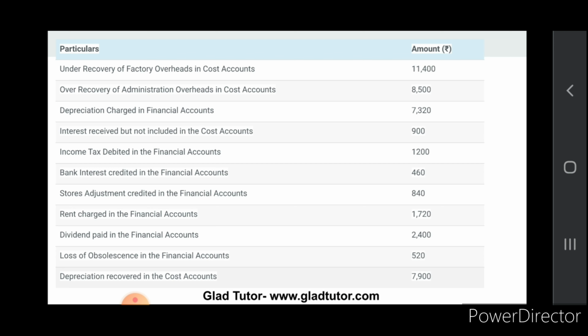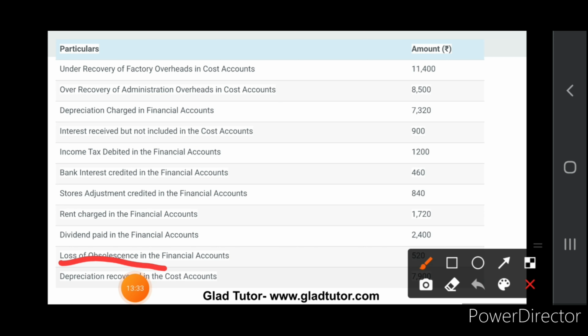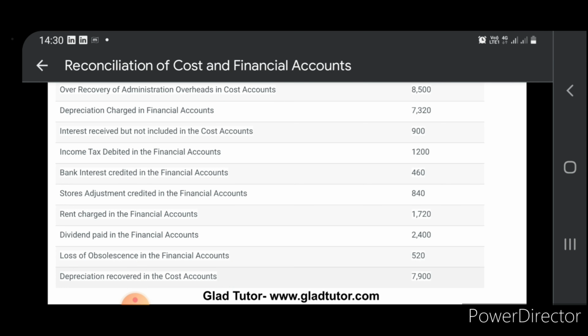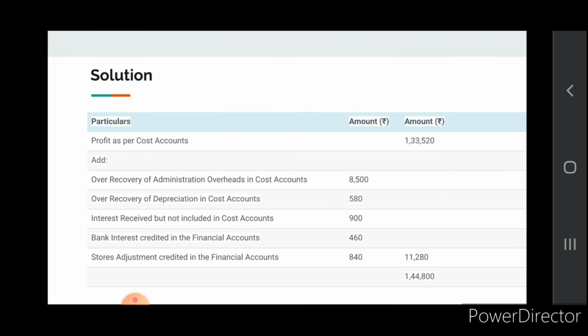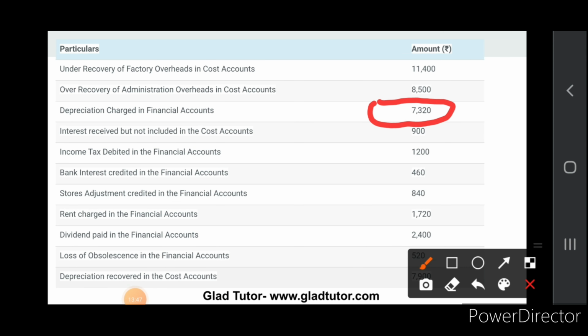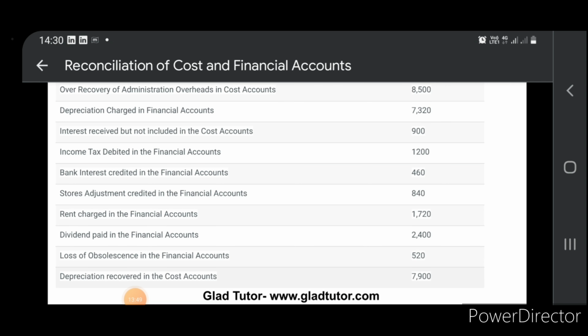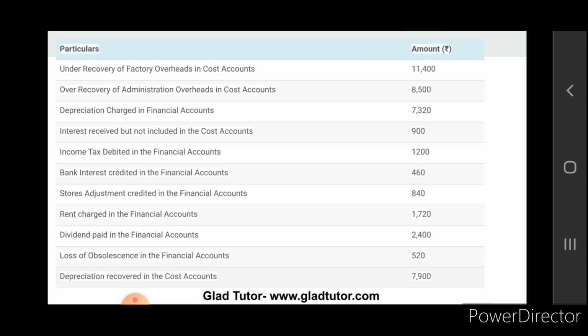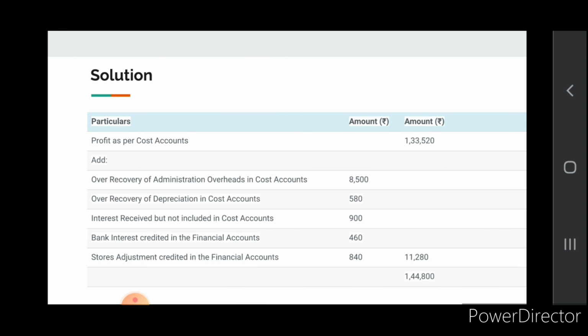If there is some other depreciation, yes, we have depreciation recovered also. We have recovered 7900, and we have charged 7320. So we will subtract 7320 from 7900, and the result we get from subtracting, we will add to the profit as per cost account. As you can see, we have added 580 rupees as over recovery of depreciation.